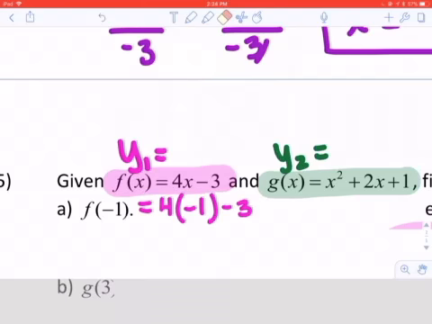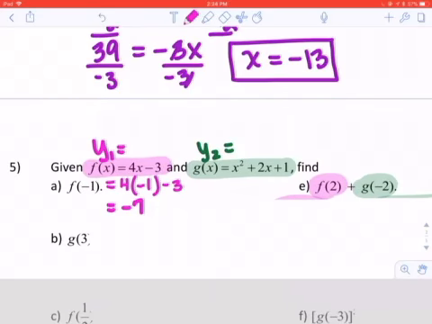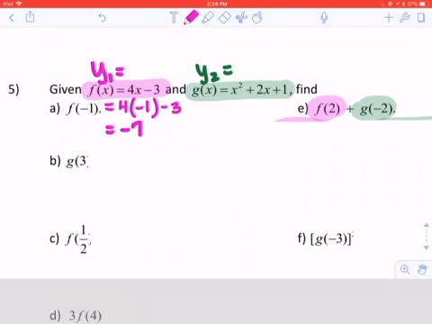All right, so f of negative 1. You could do it by hand, just like I have here, 4 times negative 1 minus 3. Or you can look for where x is negative 1 and look for what the y1 value is there. And when x is negative 1, your y1 value should be negative 7. I'm going to skip b because I'm going to stick with all my f functions now, so I don't have to change my color.